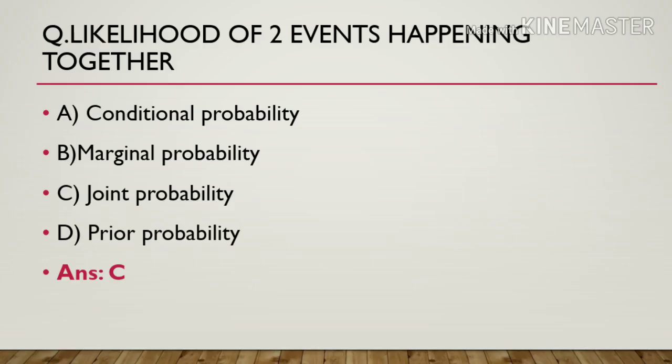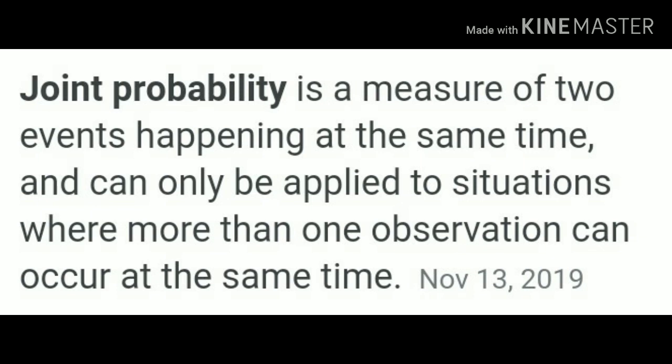The likelihood of two events happening together is called. Options are conditional probability, option B marginal probability, option C joint probability, and option D prior probability. The answer is joint probability. Moving to the explanation. Joint probability is a measure of two events happening at the same time and can only be applied to the situation where two or more observations can occur at the same time. That's why this is called joint probability.